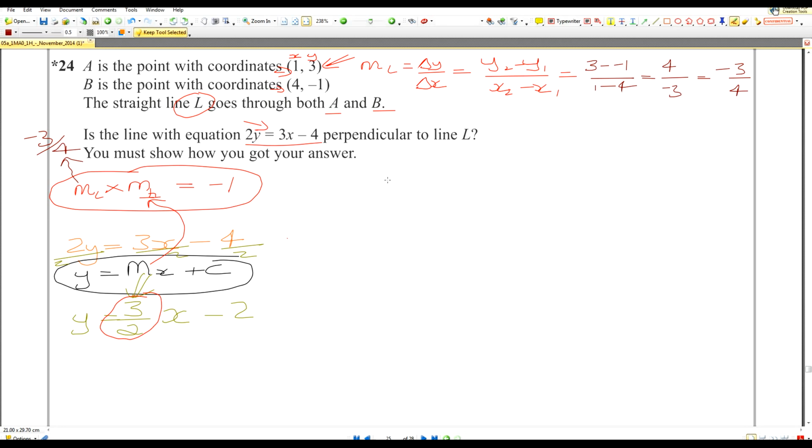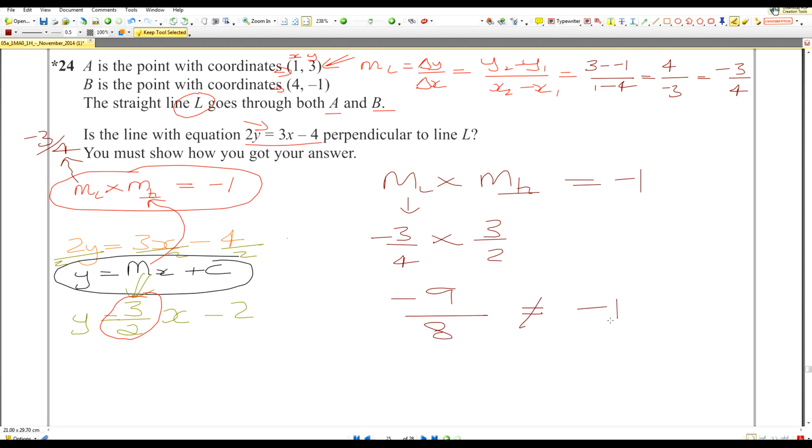So let's try the test. mL times m perpendicular must be equal to minus 1 in order for this condition to be true. So mL, we just worked it out, is minus 3/4. We times that by the perpendicular gradient, which was 3/2. So minus 3 times 3 will give you minus 9. 4 times 2 on the bottom will give you 8. So we got a number that's close to minus 1, but it's not. So this here is not equal to minus 1, so it's failed the test.